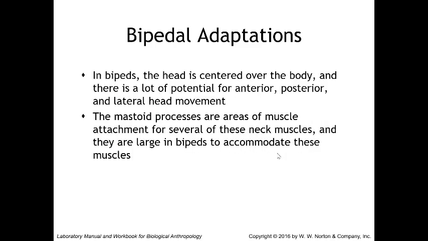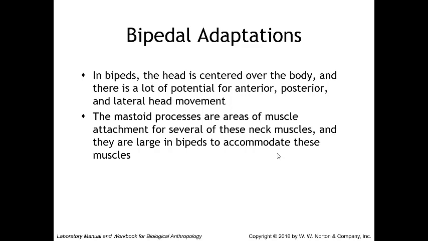In bipeds, the head is centered over the body, and there is a lot of potential for anterior, posterior, and lateral head movements. Because of this, we have numerous relatively large neck muscles that help hold it in place. The mastoid processes are areas of muscle attachment for several of these neck muscles, and they are large in bipeds to accommodate these muscles. So those are the two adaptations we find in the cranium.